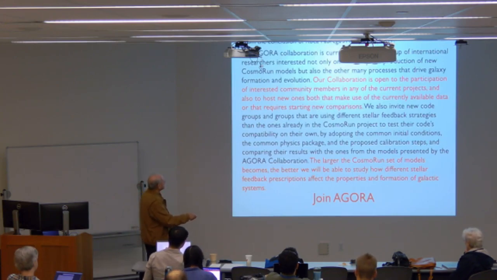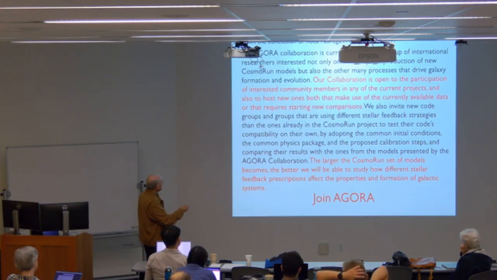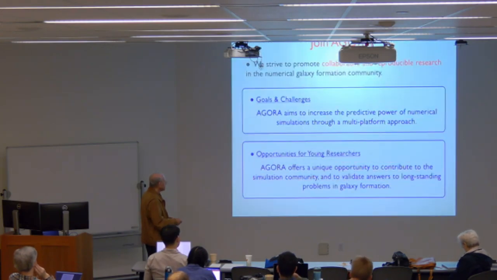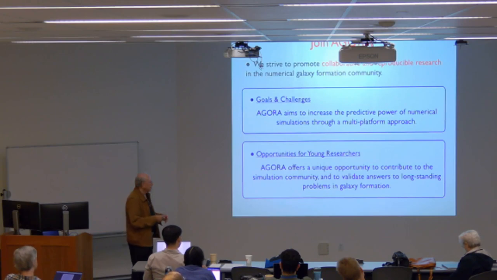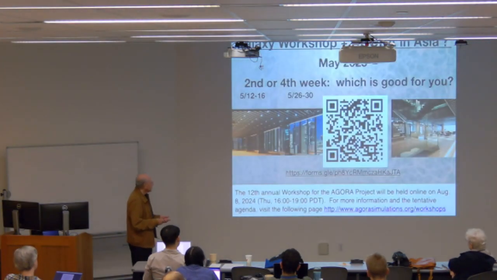The paper 4, Santi Rocafabricas paper, says, "Our collaboration is open to the participation of interested community members in any of the current projects, and also to host new ones, both those that make use of the currently available data and those that require starting new comparisons. The larger the customer-run set of models becomes, the better we'll be able to study how different stellar feedback descriptions affect the properties and formation of selected systems." So the AGORA project welcomes additions to the membership and also to the projects that are done. This is a particularly good opportunity for young researchers to make contributions. And you'll notice that all of the supplementary, follow-on papers are led by young researchers.